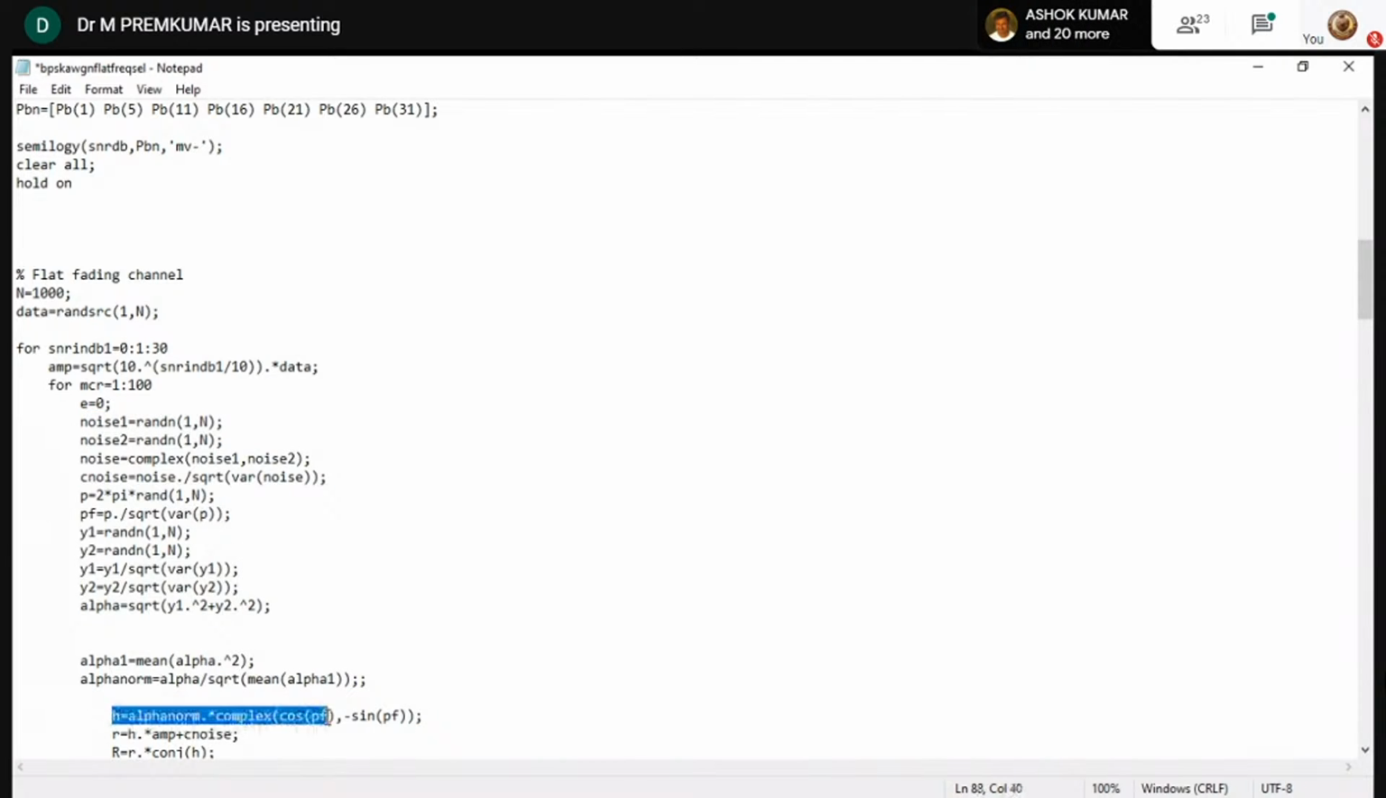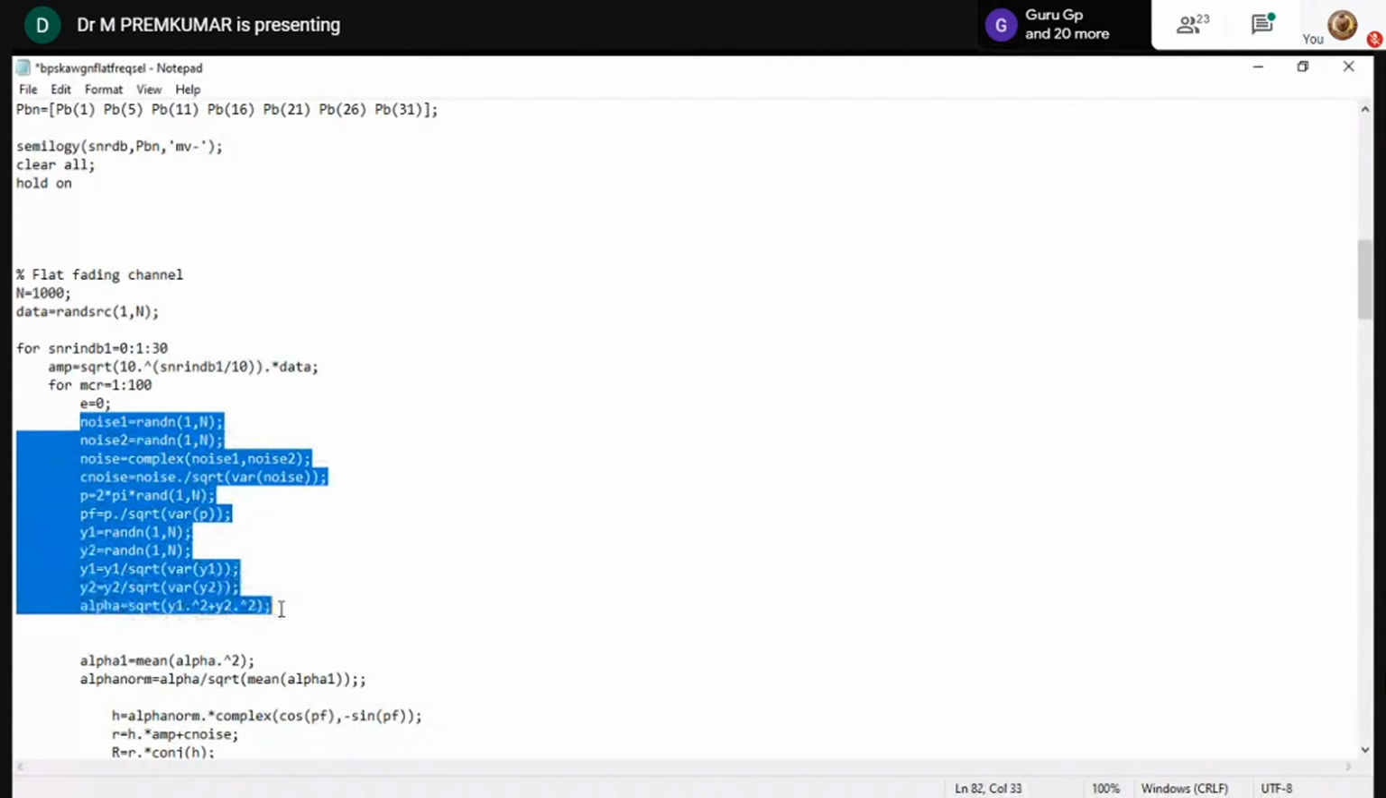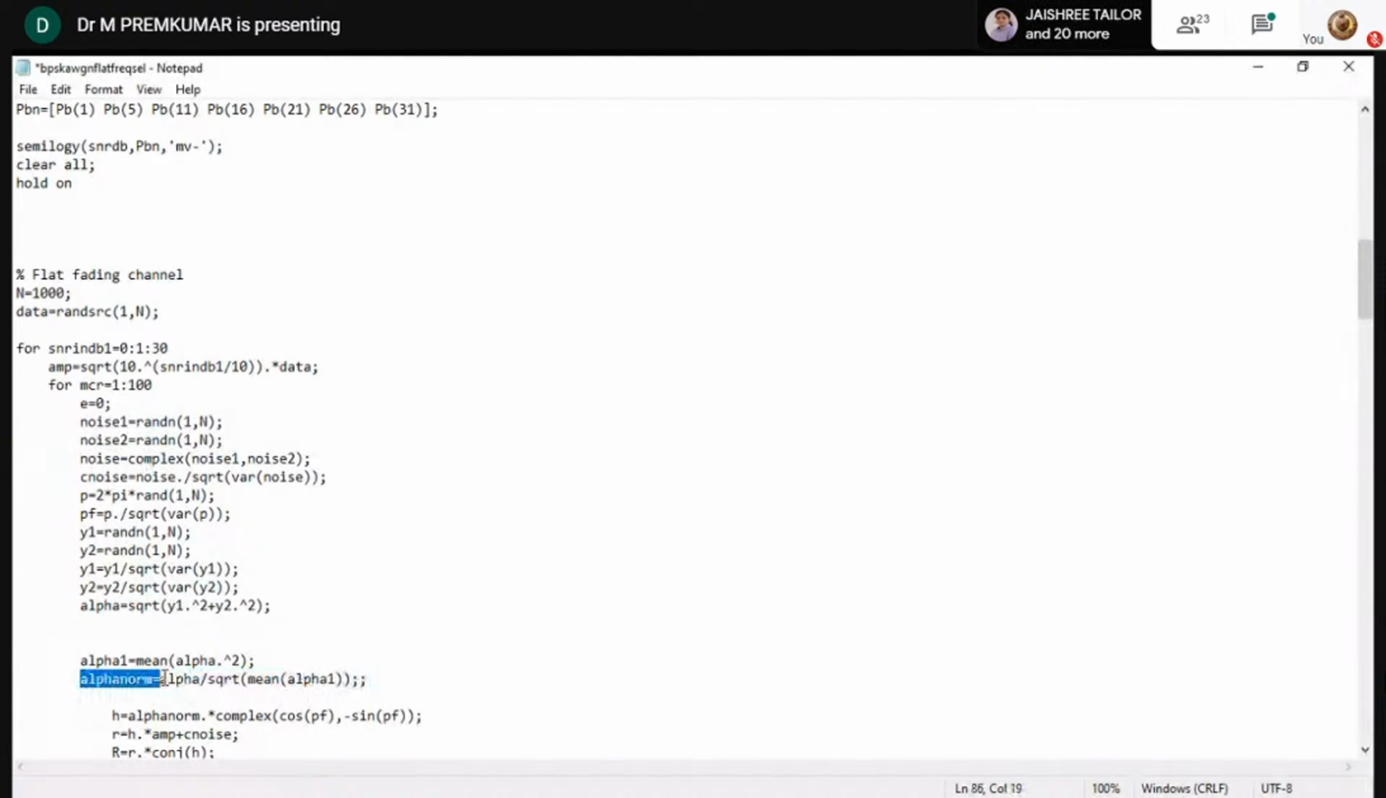So alpha norm dot star complex PF. e power minus j theta is cos theta minus sin theta. Either you can have positive phase or negative phase. So we define how to calculate alpha. Here alpha is normalized. Alpha is the square root of x1 square plus y1 square.